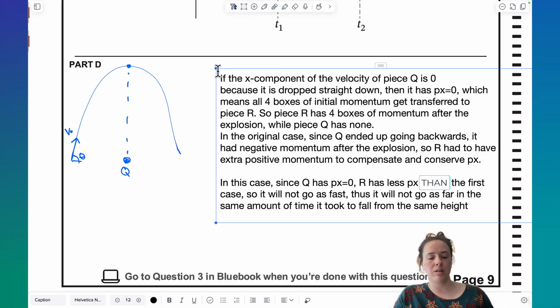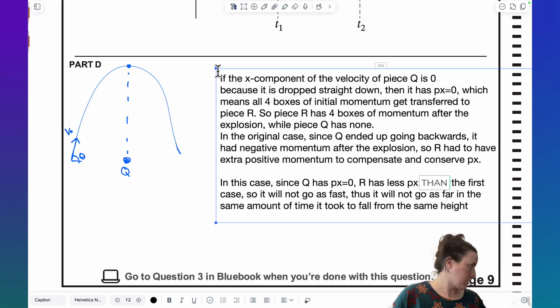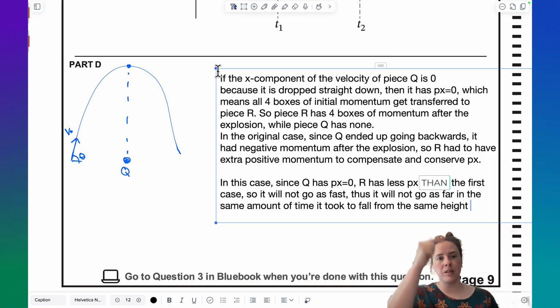which means that the velocity that you leave that explosion in matters. So you need to talk about the time it takes to get back to the ground is the same in both cases. So the velocity that piece R is leaving that explosion being smaller because of the momentum conservation means it's not going to go as far.